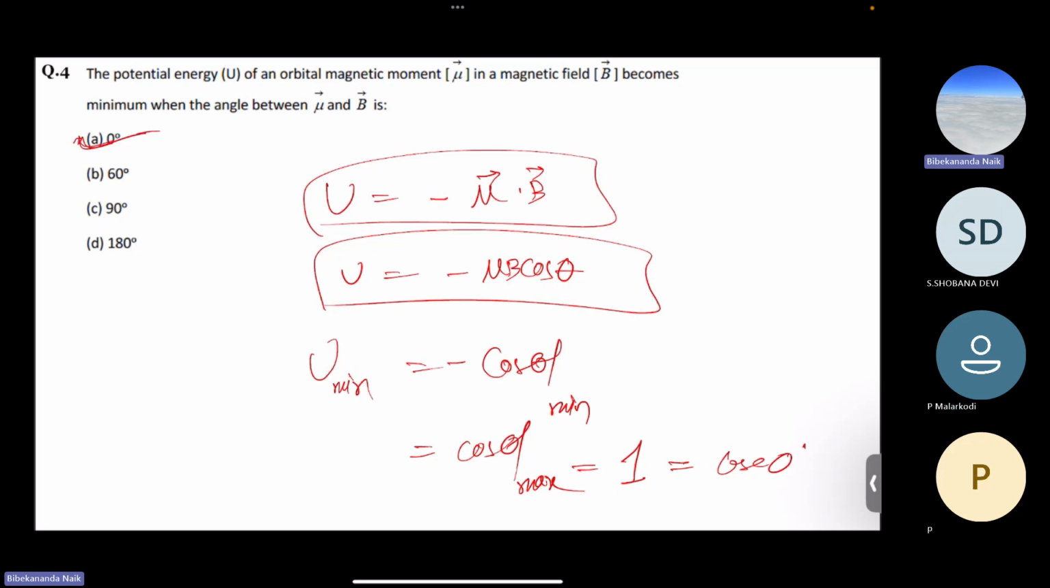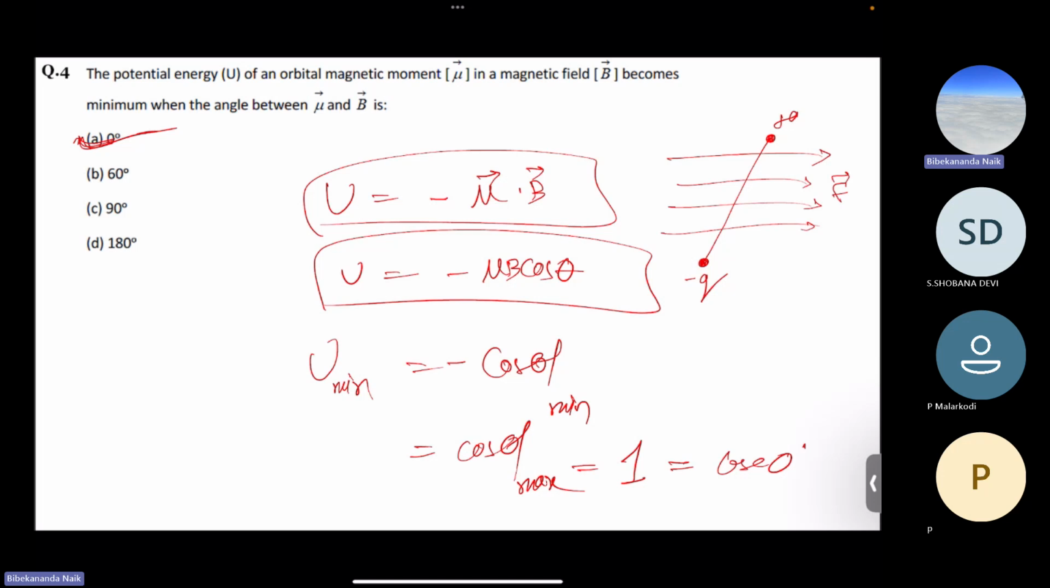When the angle between the mu vector and the B vector is 0 degrees, they are aligned. When a magnetic dipole is placed in a magnetic field, it experiences some torque. The same is true for an electric dipole. Suppose there is an electric field here and a dipole is present here. Dipole means two equal and opposite charges. Suppose this is minus q charge, and this is plus q charge.